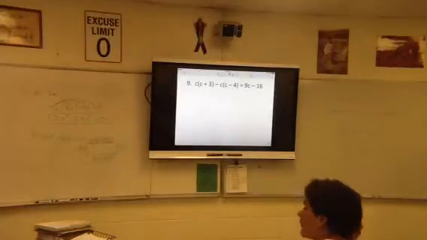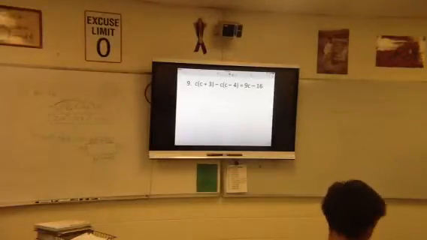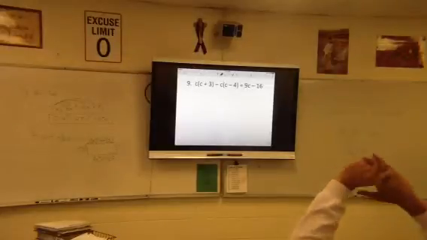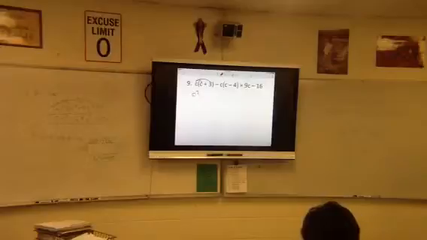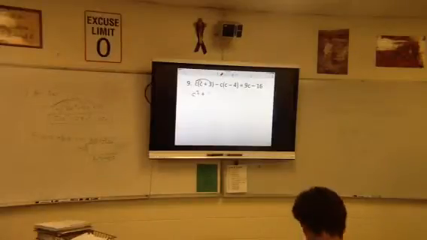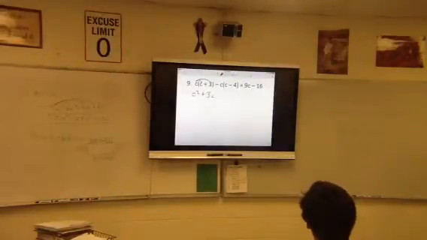All right. Well, Lupe, go ahead and start us off. What did you do here first? Okay. What did you get when you distributed the C? Okay, C squared plus. Okay, what about the next guy? What'd you get when you distributed that? Negative c squared plus 4c.